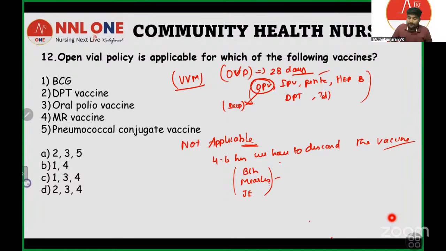Now tell me, we are having OPV. Yes, OPV is there. Diphtheria pertussis is there. Measles, no, measles we should not use. MR vaccine, measles, rubella, we should not use. Open vial policy is not applicable. So pneumococcal conjugate vaccine, is it there or not? Yes, 2, 3, and 5. Pneumococcal vaccine is also there. So what is the option? Option A is the correct answer.